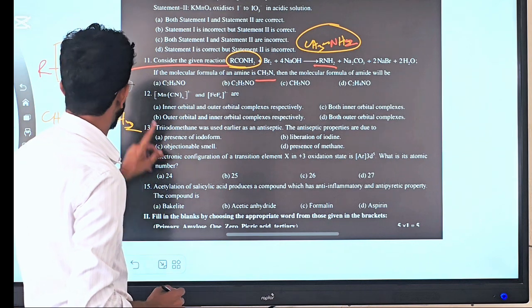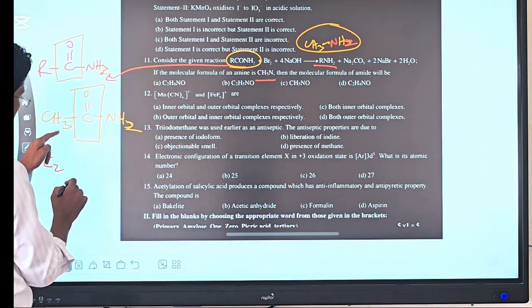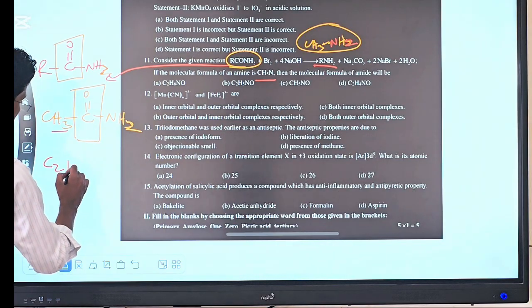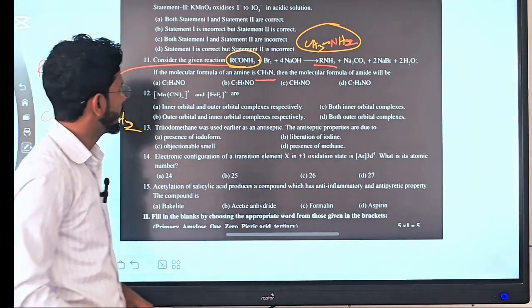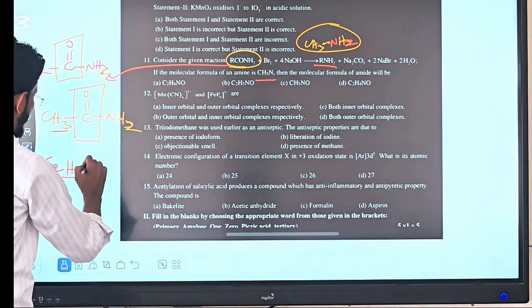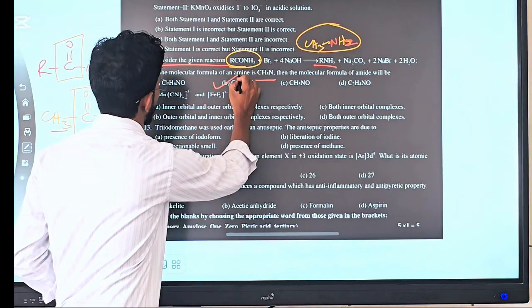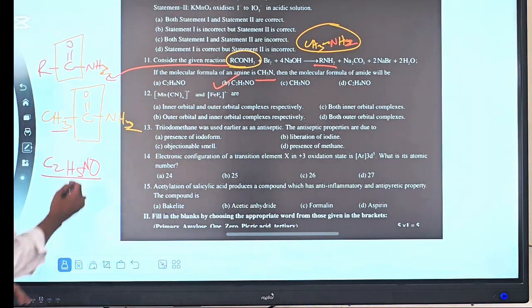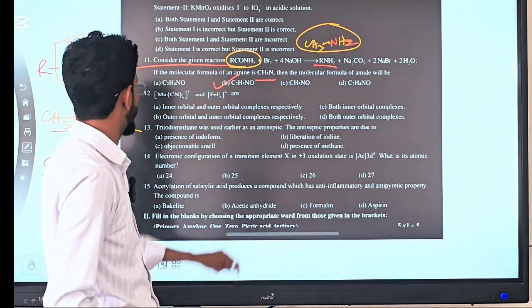Now which answer will be correct according to this? This is C2. How many carbons? C2. And how many hydrogens? 3 and 2, that is 5, H5, and 1 oxygen. C2H5, and 1 nitrogen, C2H5NO. The answer will be the second option, C2H5NO.